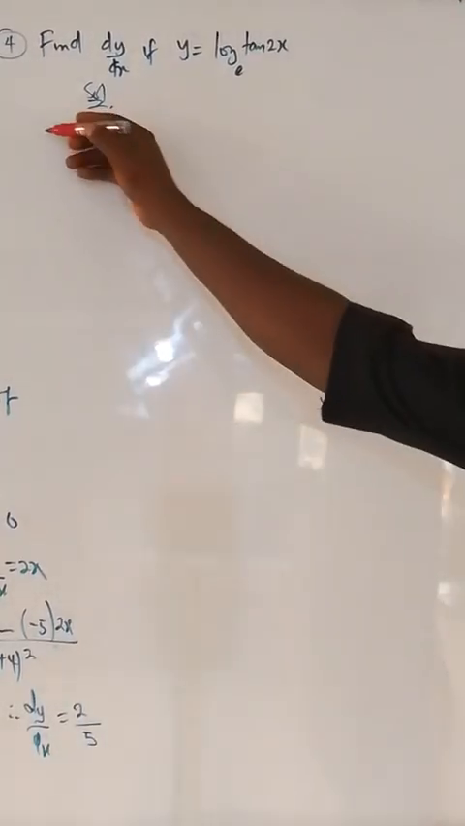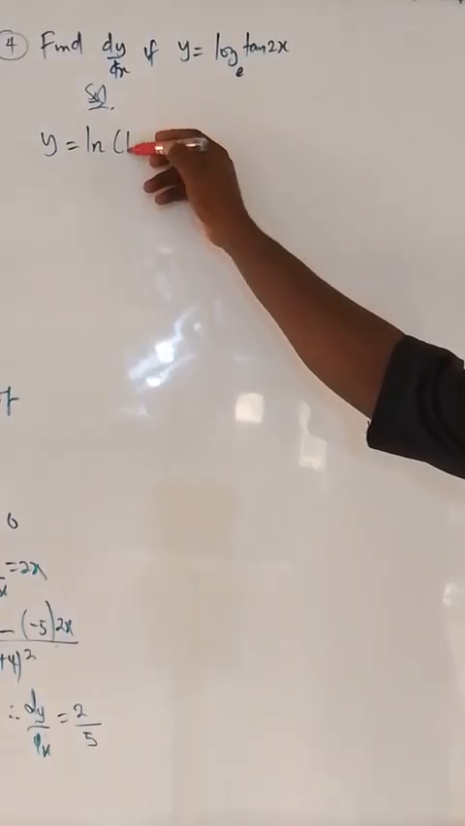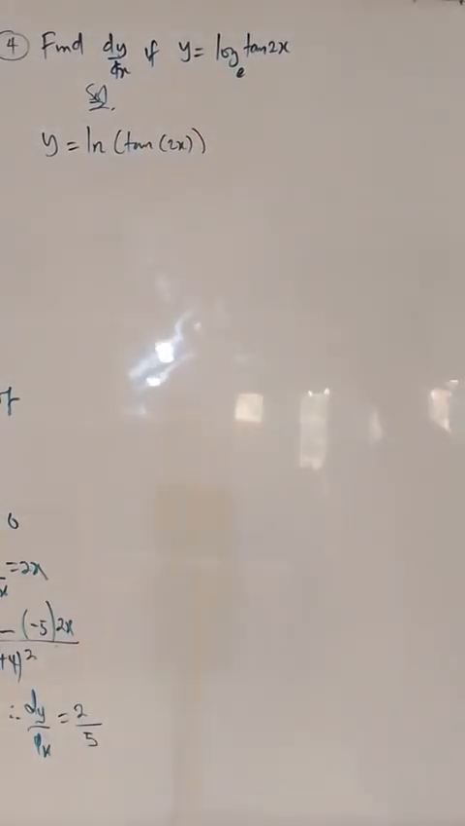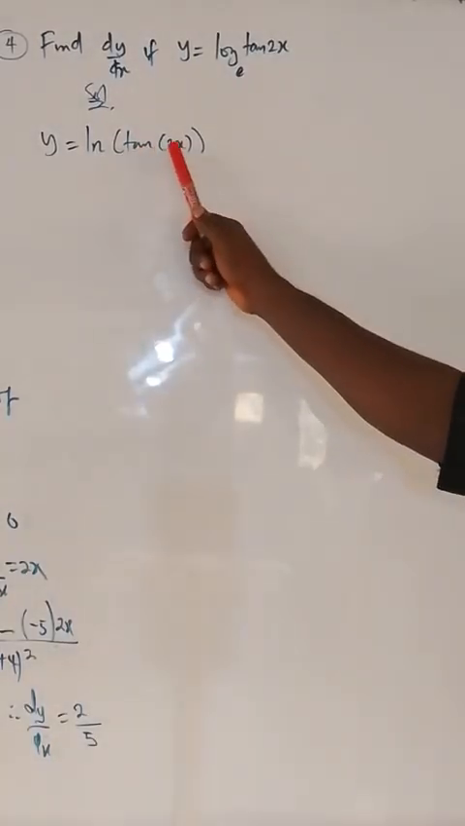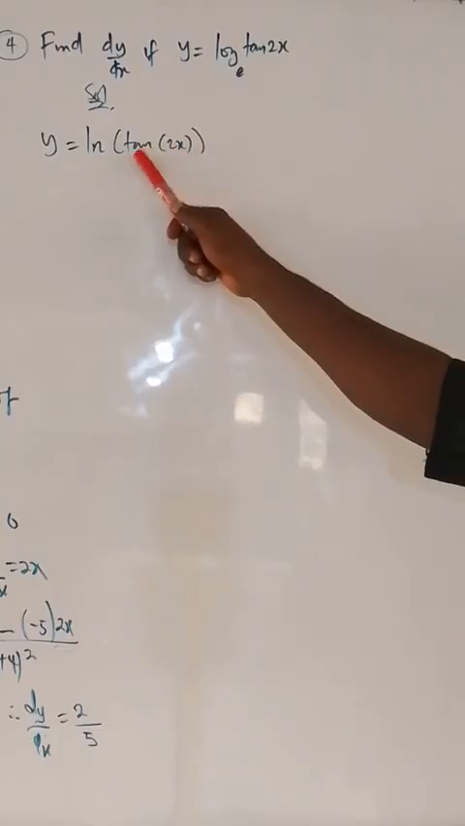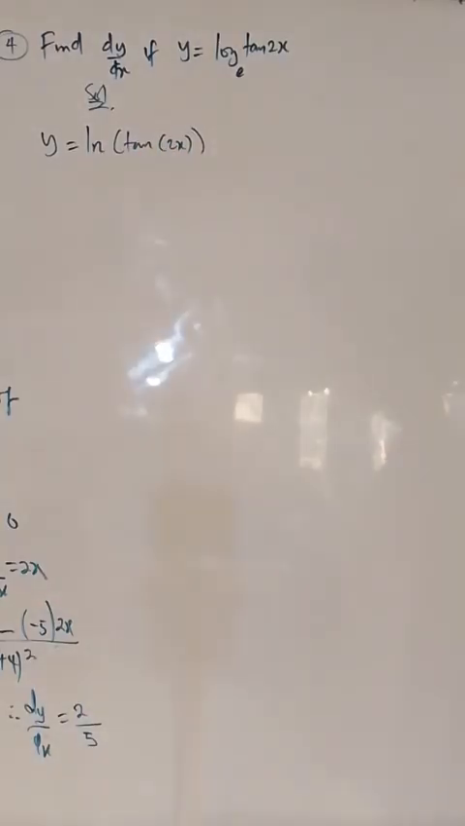We can write this as y equals ln tan 2x. As you can see, tan is a function of 2x. 2x itself is a function of x. Tan is a function of 2x. This ln is a function of tan. So that's like a function of a function of a function. So what can we do here?